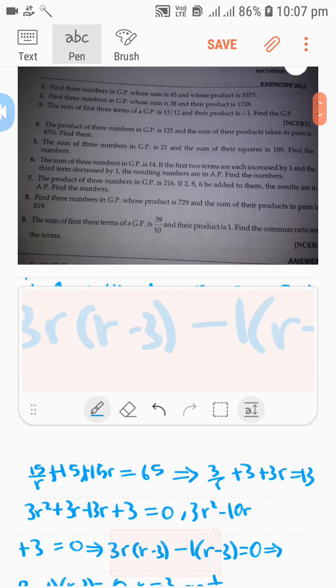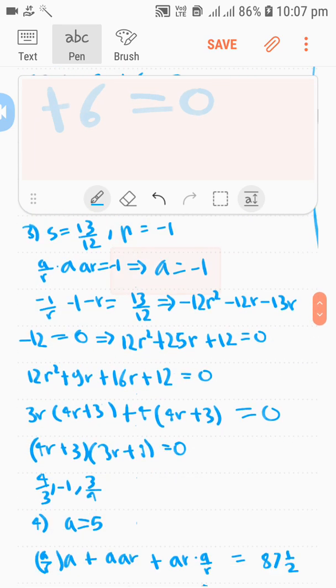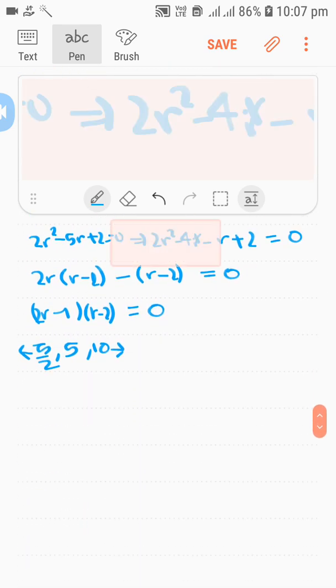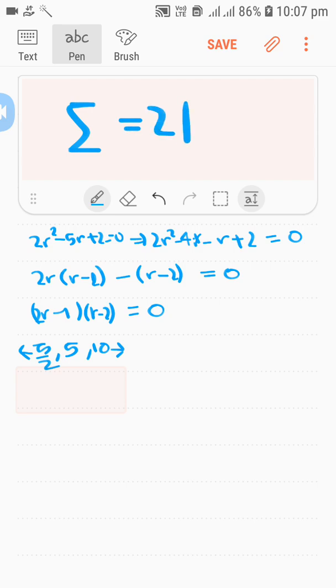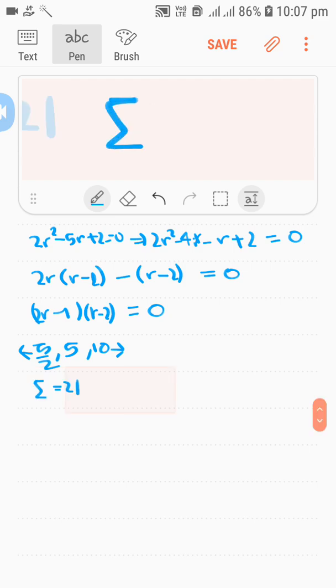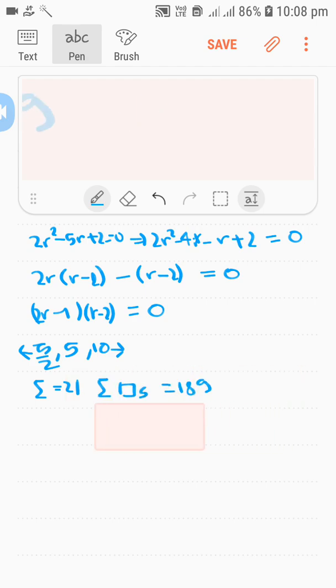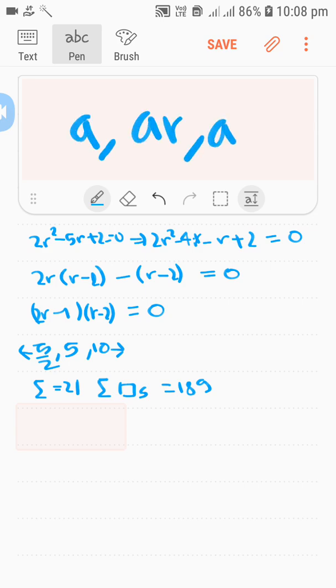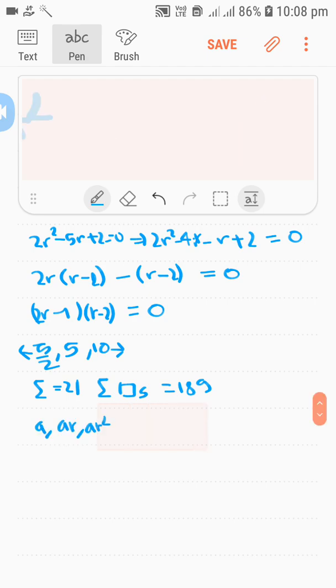So 21 and 189, that's nice. The sum is 21 and the sum of squares is 189. Just writing like this so that I can remember it and I don't have to look up once again. Okay, so this time, as we don't necessarily see any product related condition, maybe we should take the numbers to be A, AR and AR squared, because that will make it a little easier to solve.